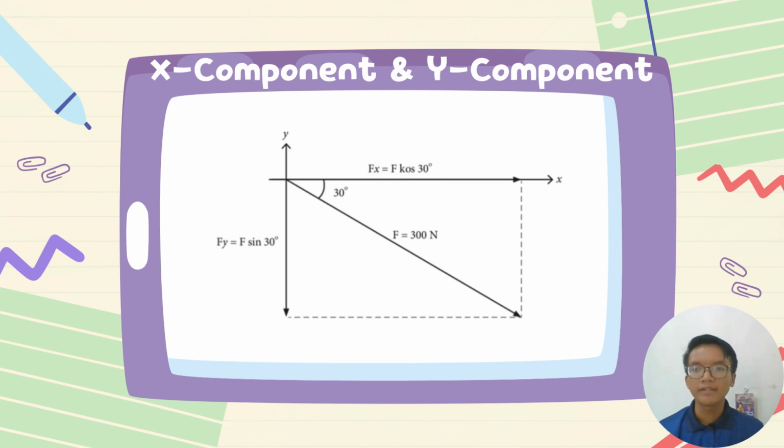The vector is in the fourth quadrant of the graph, and it is written that the magnitude of the vector is 300 Newton and the direction of the vector is 30 degrees.